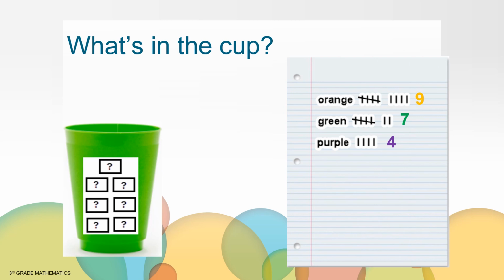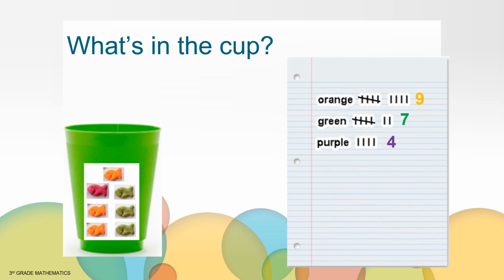Are you ready to see what was in the cup? Okay, here it is. How does that compare to what you thought? You can see that the only colors that were in the cup are the ones that I found when I was pulling the goldfish out. I have 3 possible outcomes. They are orange, green, or purple.